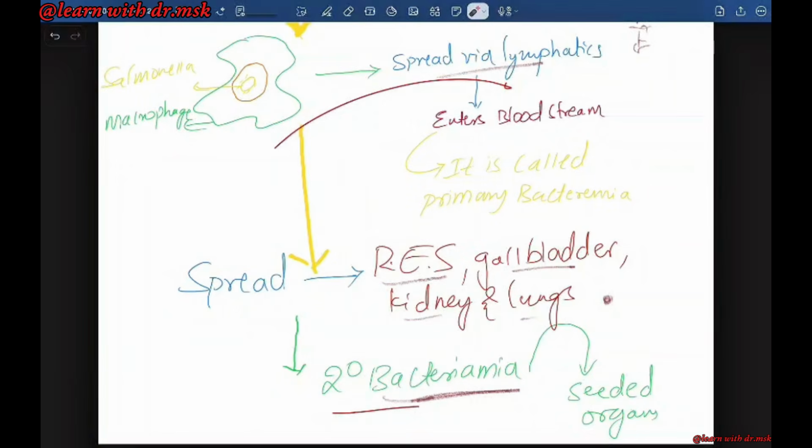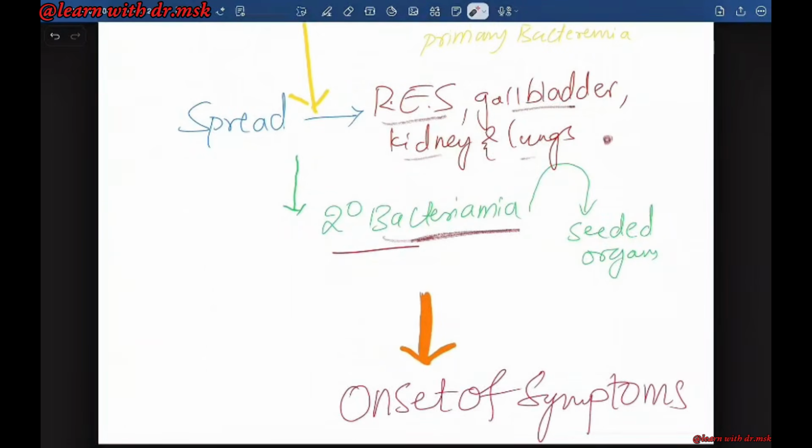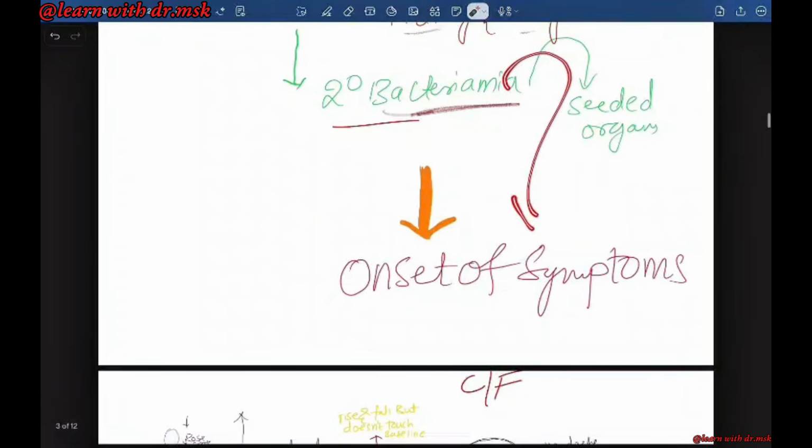After the spread, there is a local infection. There is multiplication in the organs, which are called seeded organs. There is local multiplication of the organism at the site. Next, after the seeded organs, the bacilli are present in clusters, and the infection present in the organs comes into the blood a second time.